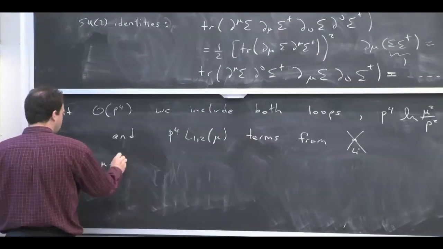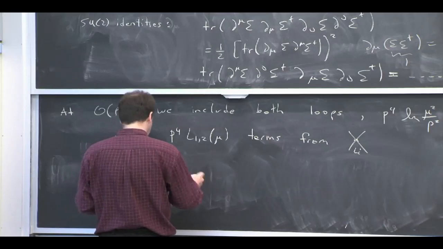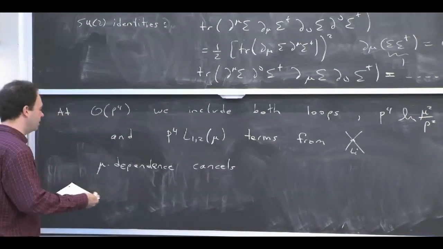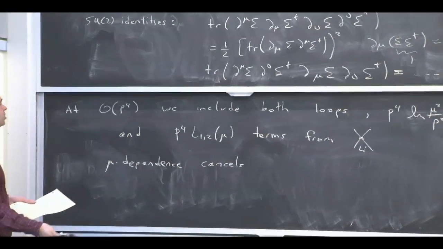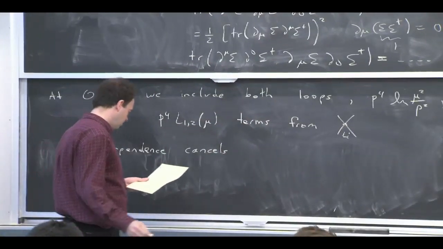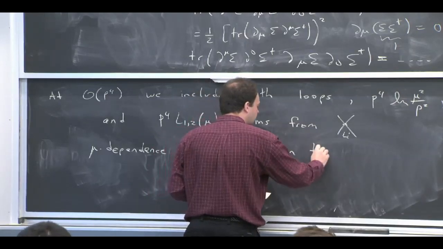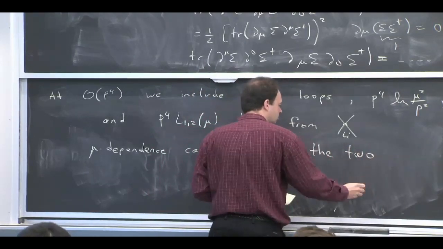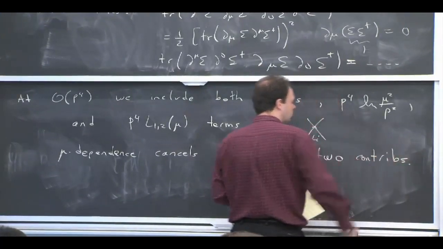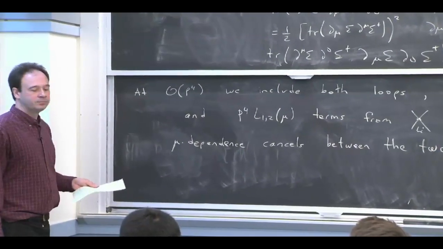And the mu-dependence, by construction, is canceled between these two things. The divergence from the loop is canceled by the counter term, and correspondingly, the statement, if you want to make it in terms of mu, is that the mu dependence that is tightly tied to that 1 over epsilon is canceled in the renormalized quantities. Okay, so there's these two contributions. They're both mu-dependent, and that mu-dependence cancels.